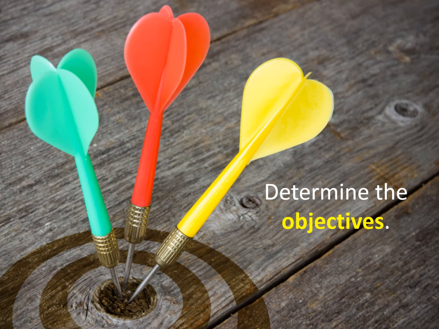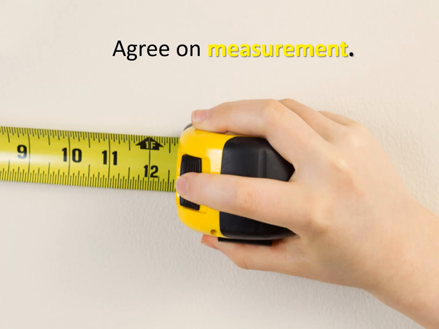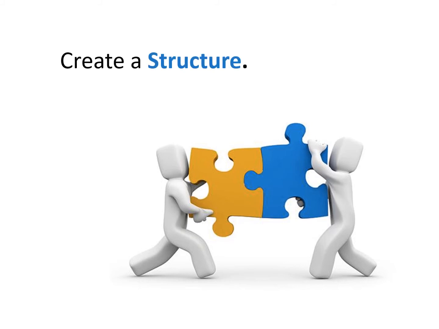First of all, we need to determine the objectives. Be very, very clear what the target is. Next, we have to agree on the measurement. How are we going to prove that we got to the right destination? Next, we create the structure. And for the most part, this structure is contained in our individual development plans.